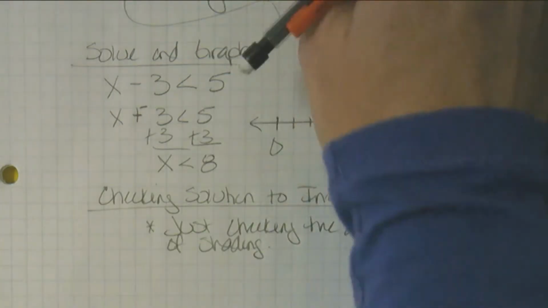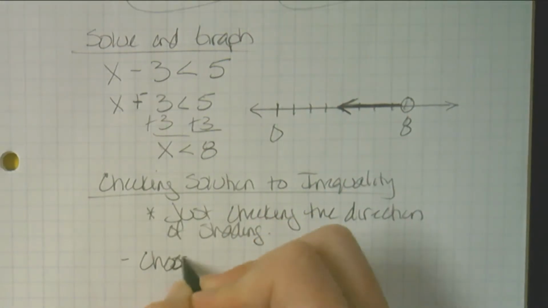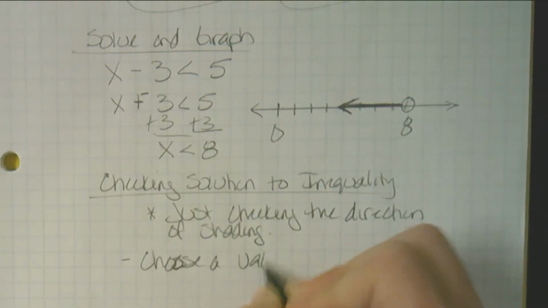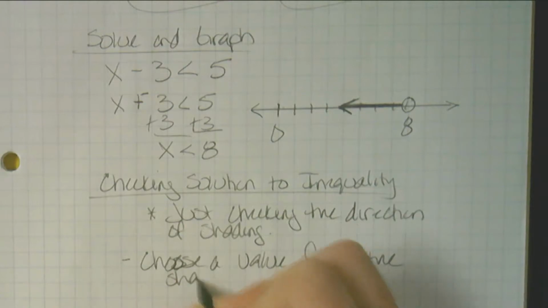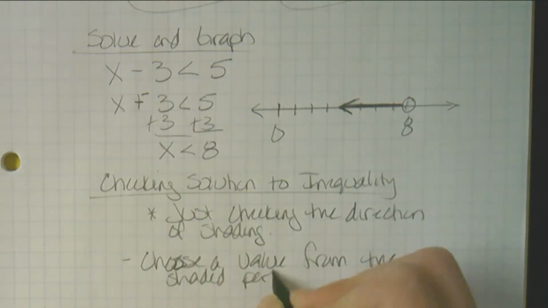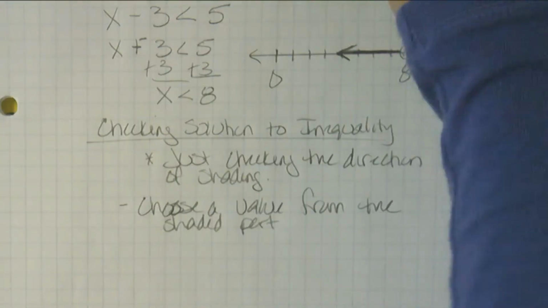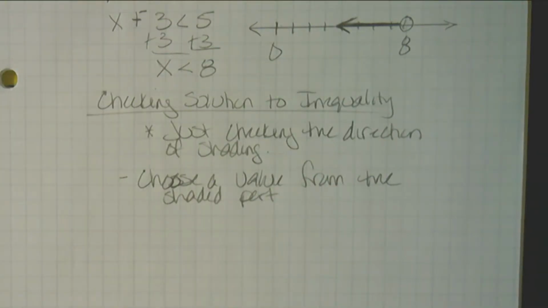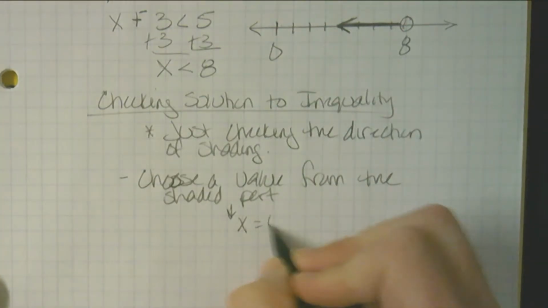So what we have to do is we need to choose a number, choose a value from the shaded part. So choose any number from the shaded part. What number would you guys like to choose? It honestly does not matter. Make this math easy on yourself. Colin, what would you like to choose? All right, let's choose 4. So we're going to say x is equal to 4 here.